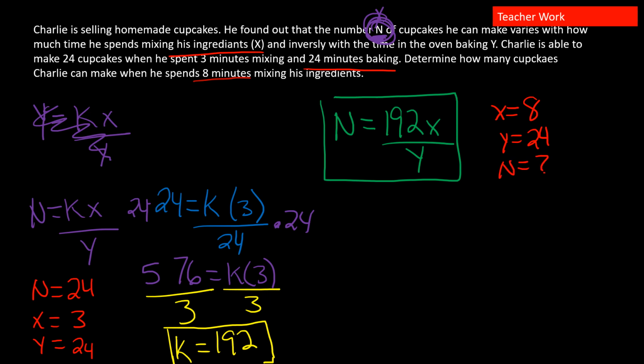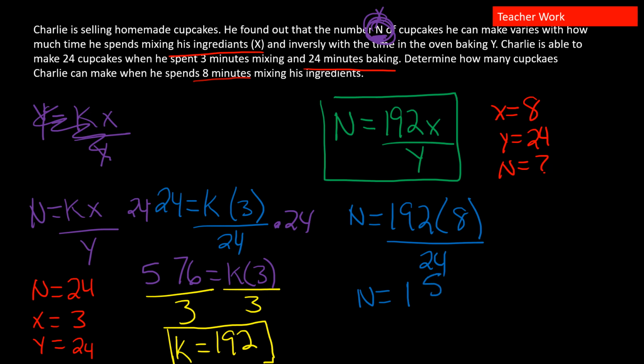Okay, so we'd plug all this in. We'd say n is equal to 192 times 8 over 24. So n in this case, well, 192 times 8 is 1,536 over 24. So we divide that by 24, and we get that n equals 64. Okay, and this is how we'd solve that.